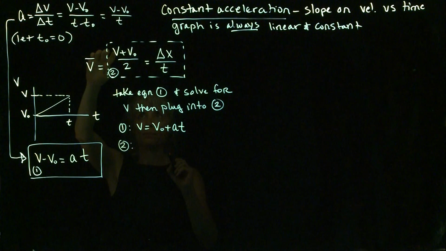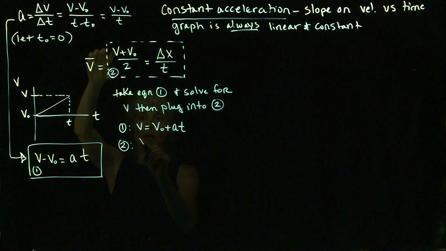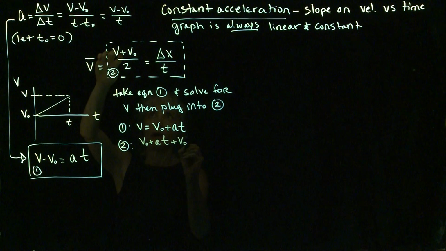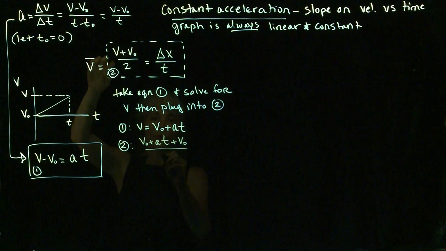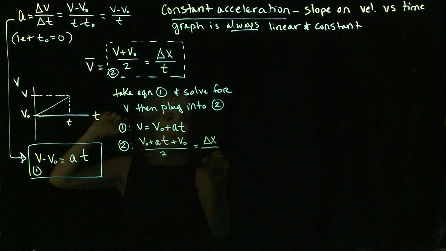So instead of writing v here, I'm going to write what v is equal to from equation 1. So I have v naught plus at, that's now my v, so plus v naught, and the whole numerator over 2, and that's equal to delta x over t.